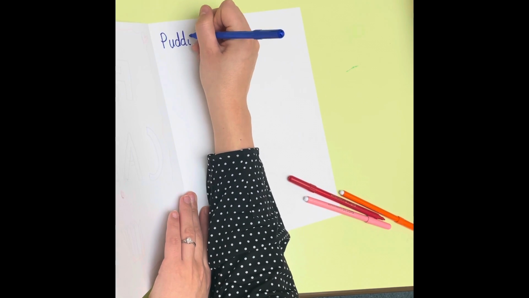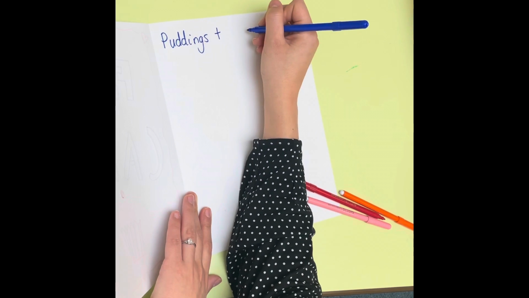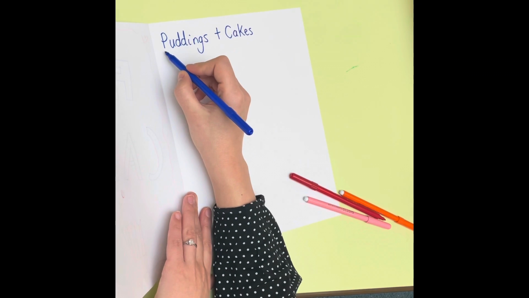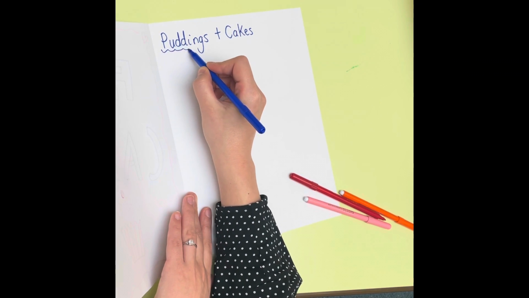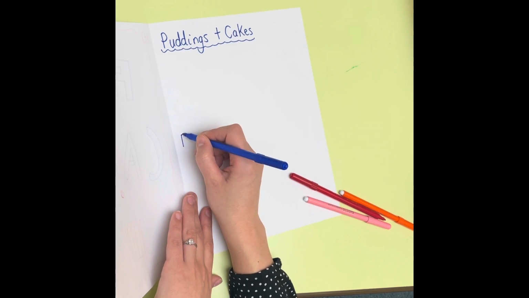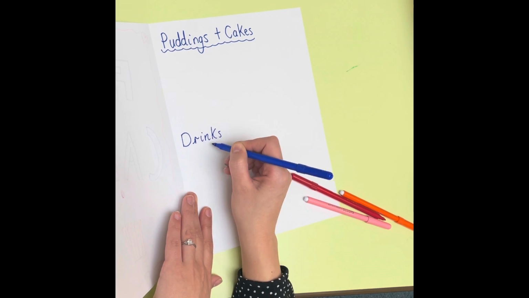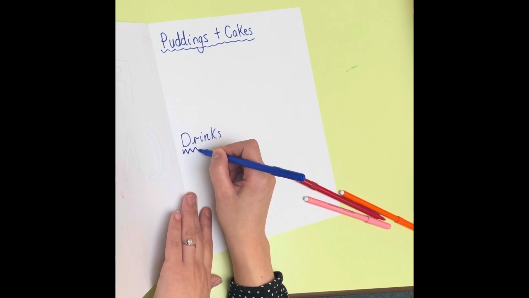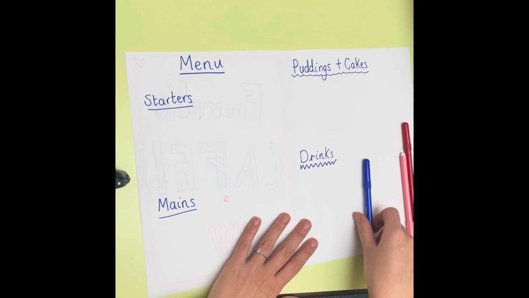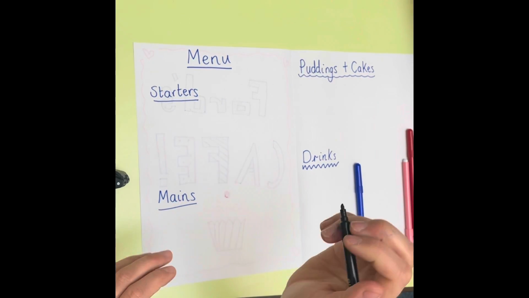I might have puddings and, rather than writing the word and, you can do a plus. Puddings and cakes. You might want to use a ruler or you might want to do a wibbly line. And then down here, I'm going to have drinks. Or a zigzag line. I'm just doing different examples to show you. So for my starters, I'm going to do some bullet points.